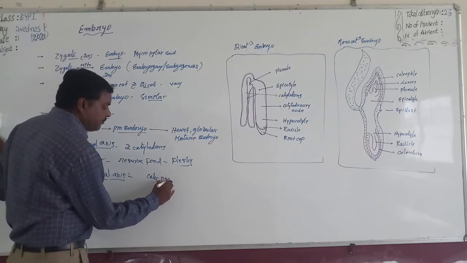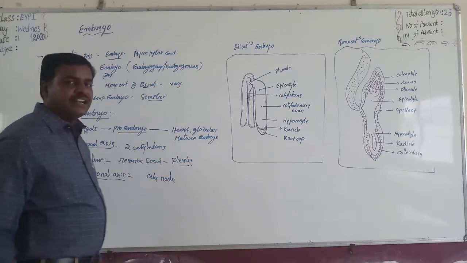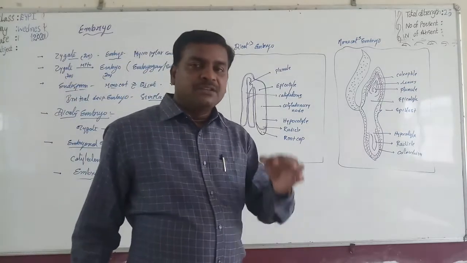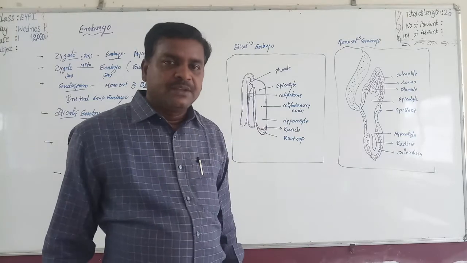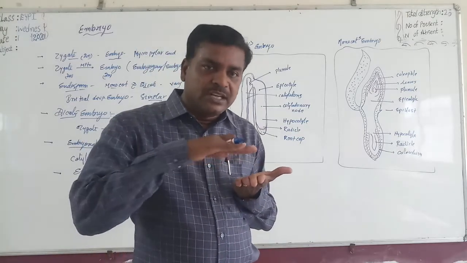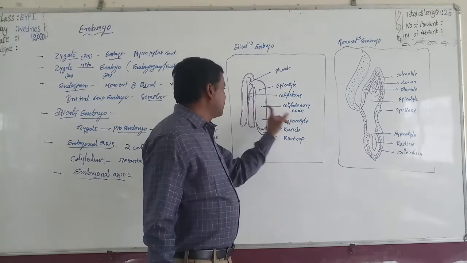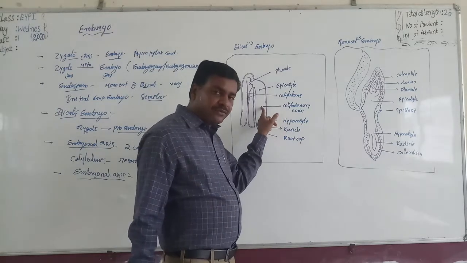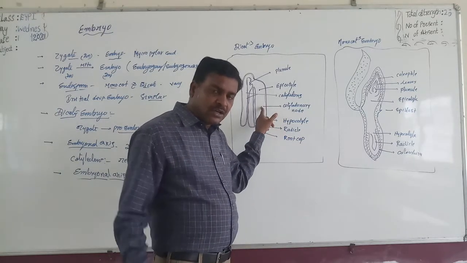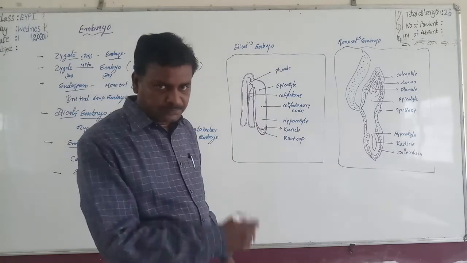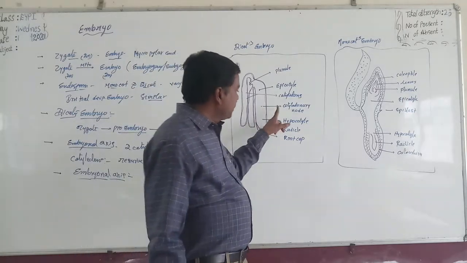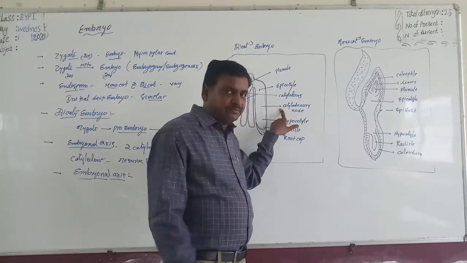So what is the cotyledonary node? The point of the embryonal axis present almost equal to the level of the cotyledons. Such a point of the embryonal axis is called the cotyledonary node.